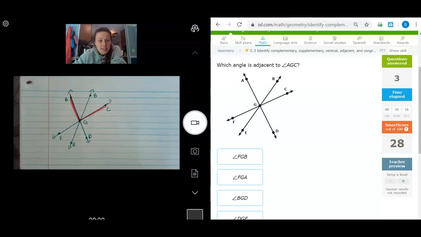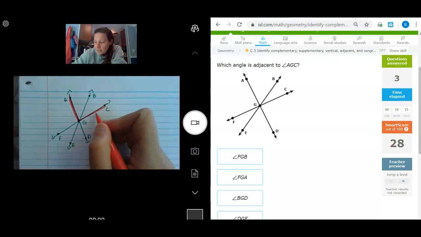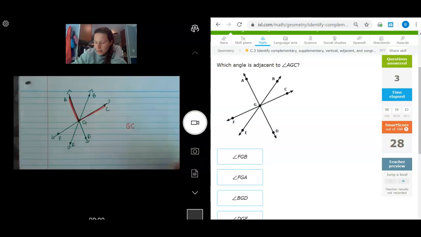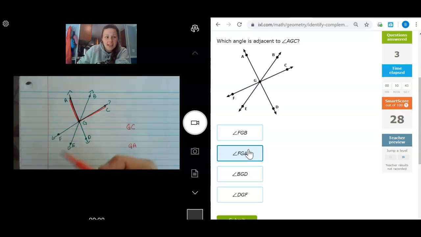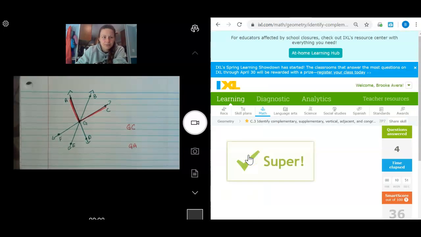And we want something that is next to it. So the easiest thing to do is, I know that it either has to have GC or it has to have GA. So what I'm going to do is go through these and see which one has GA or GC. That one doesn't have either one. This has GA. This doesn't have either one. This doesn't have either one. So the only option that has one of the sides from this angle is the one that has GA or GC. This is the only one that has one of those, so that has to be my answer.